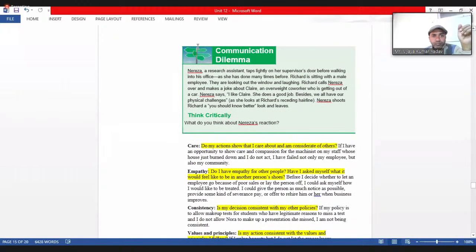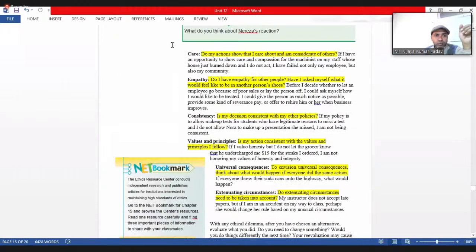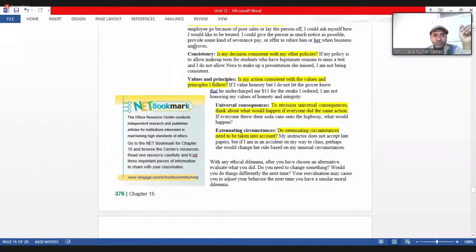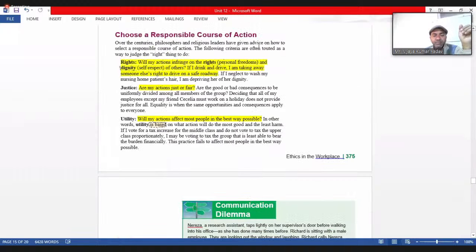See, over the centuries, philosophers and religious leaders have given advice on how to select a responsible course of action. The following criteria are often touted as a way to judge the right thing to do. So people have confusion. What is the right course of action? What is the right thing to do? So some criteria are given here.